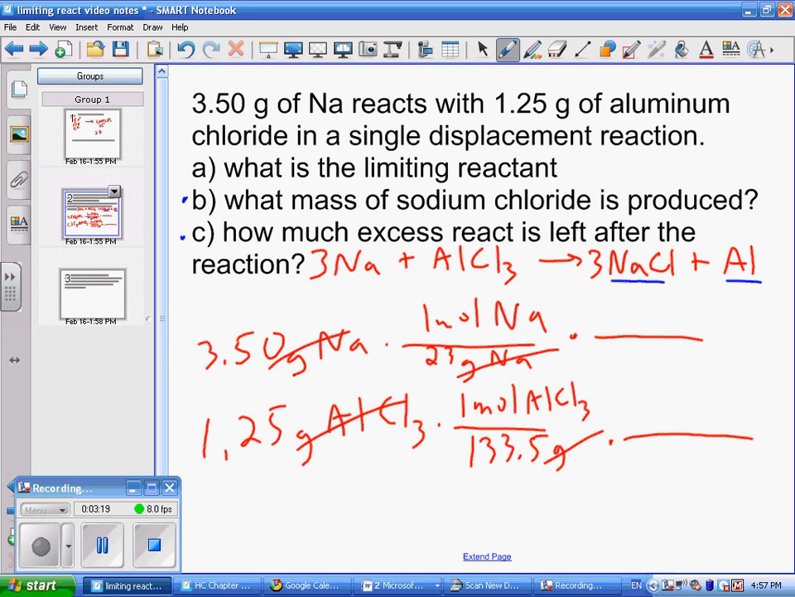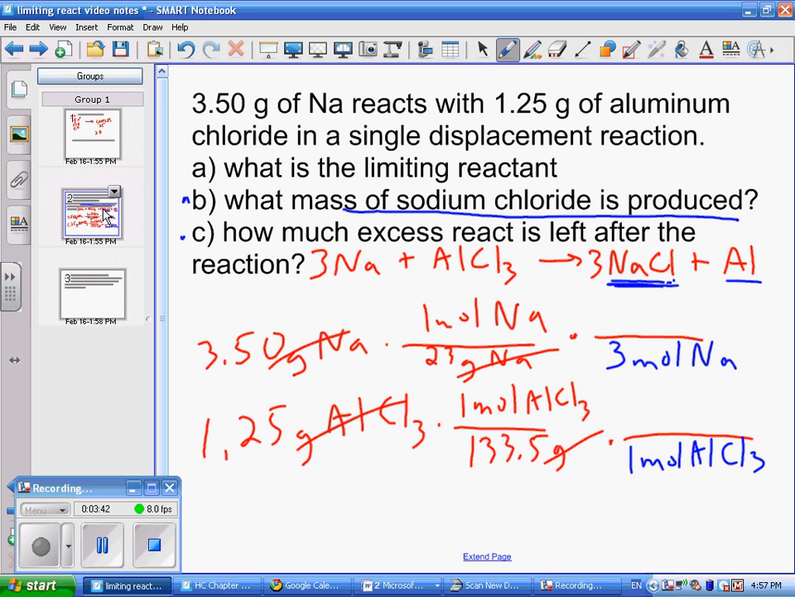So I look in letter B. It says what mass of sodium chloride is produced. Well, there's sodium chloride right there. I'm going to choose that product, and that's going to shave down some time later. So the mole ratio says I have 3 moles of Na on the bottom, and I have 1 mole of AlCl3 on top. And I'm going to convert it to the exact same product.